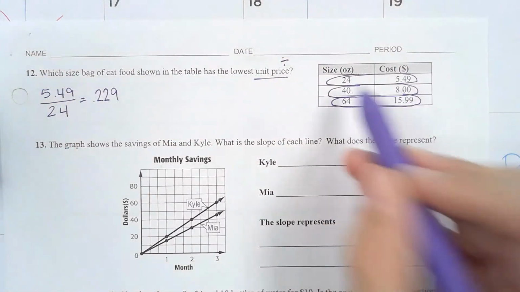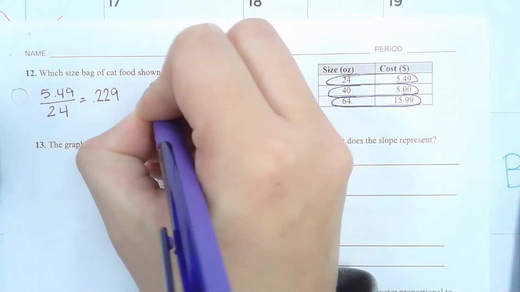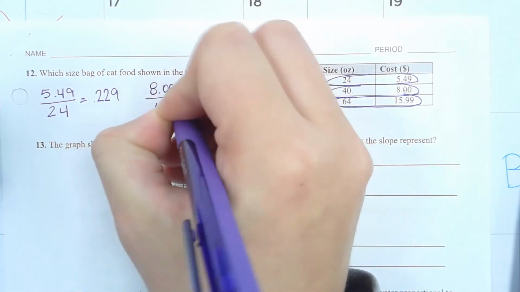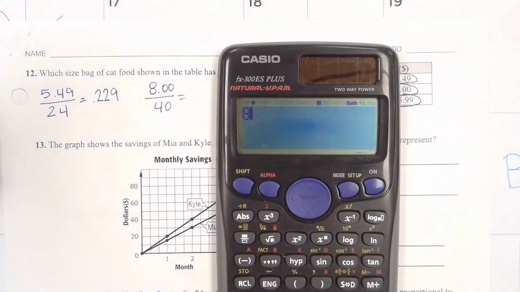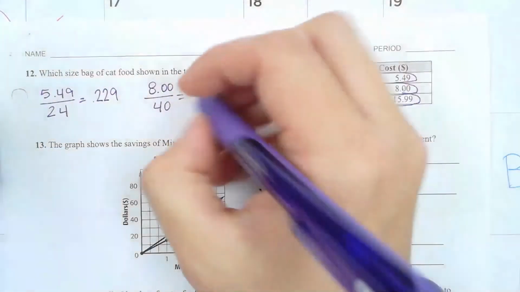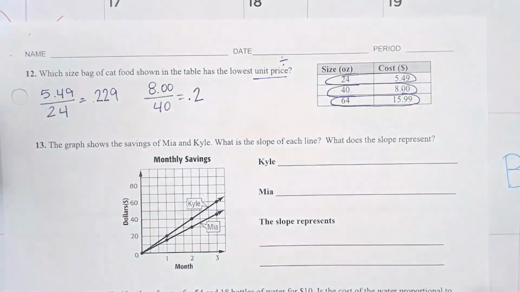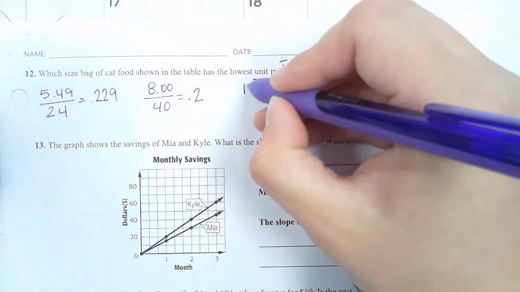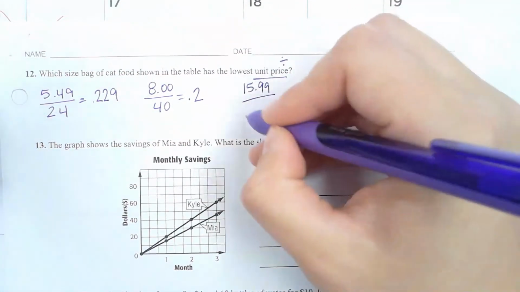The next one is 8 divided by 40. $8 divided by 40. And that gives me 0.2. And then the last one is the $15.99 divided by 64.